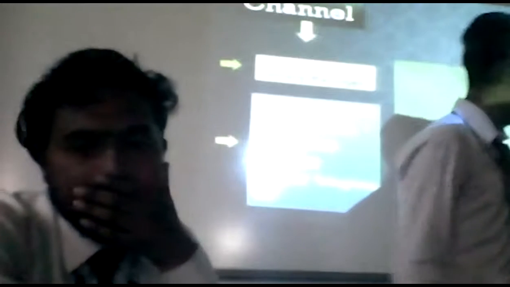Receiver. The receiver is a person or group. The receiver is a person who receives the message from the sender, and it is the heart of the communication process. As we all know, if there is no receiver, the communication process becomes nil. The message is received and ready to be decoded by the receiver.